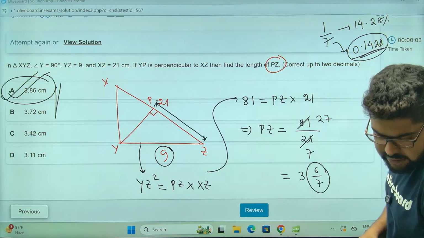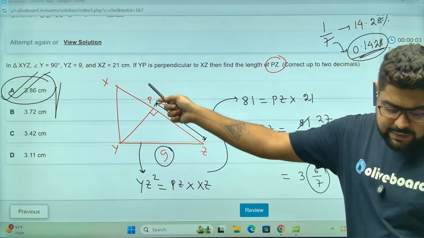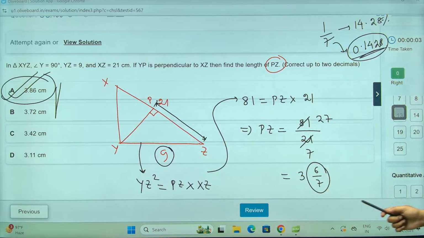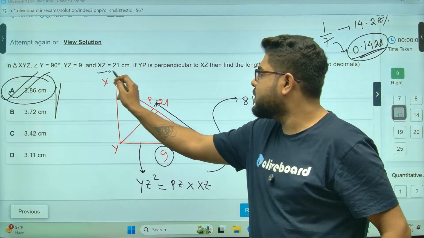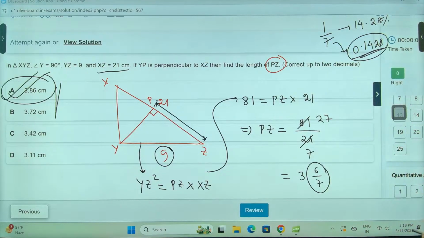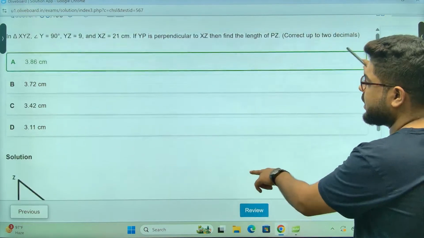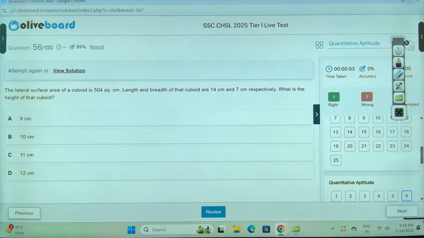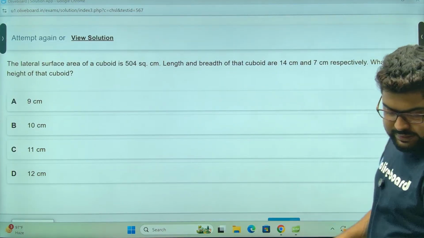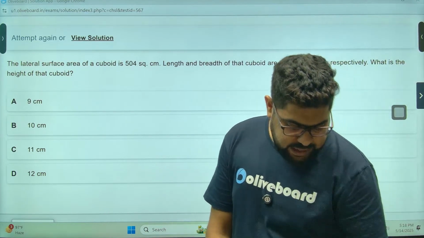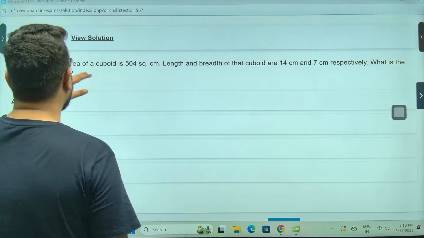XY is 21. No, brother. XZ is 21, brother. You see, this is given. In the question, Sashi, XZ is given as 21, brother. You see, it's written very clear. Right? Clear? Chal. Now, yeah. Like mistakes happen. Don't worry.